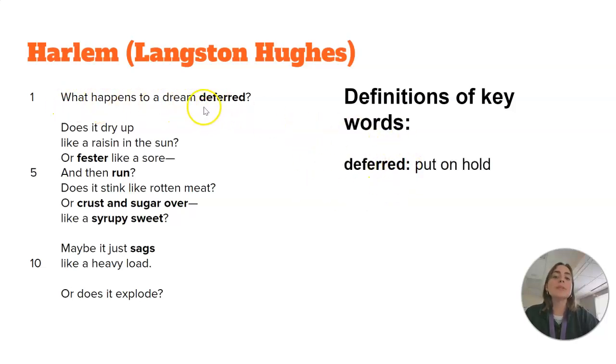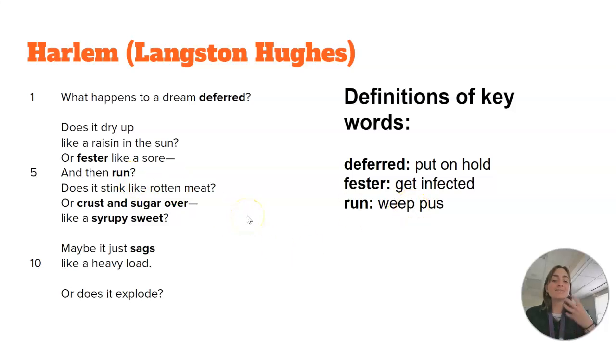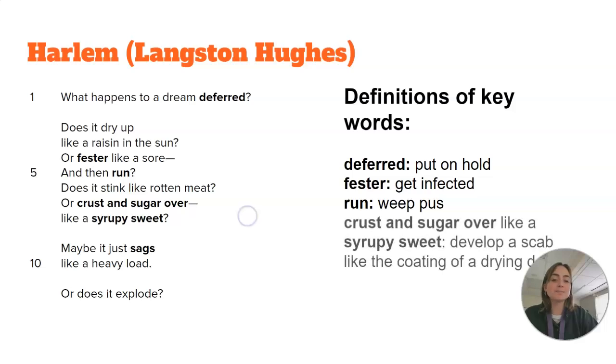So what happens to a dream that's put on hold, or a dream that someone can't achieve? Does it dry up like a raisin in the sun, or fester like a sore? So that means like a wound on your body that gets infected and then run, that means it would leak out pus, which is some pretty gross imagery there.